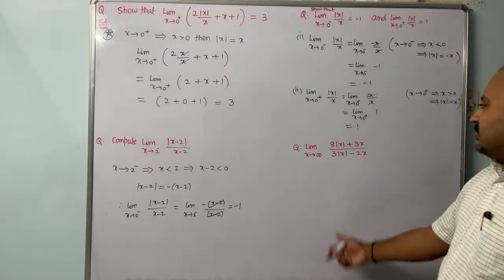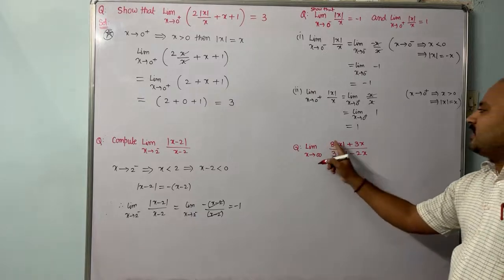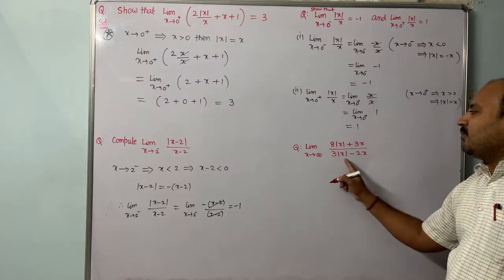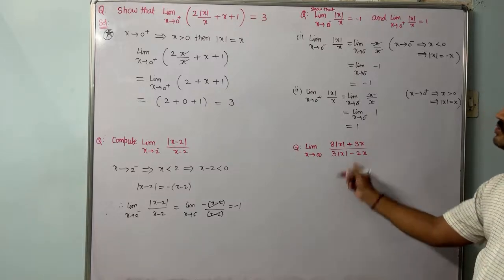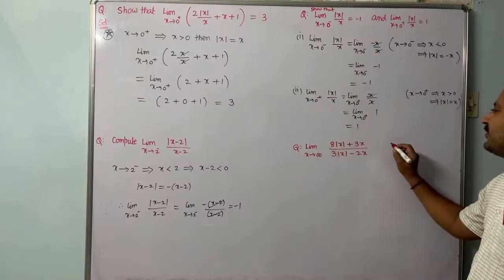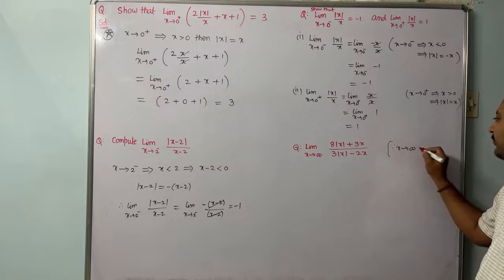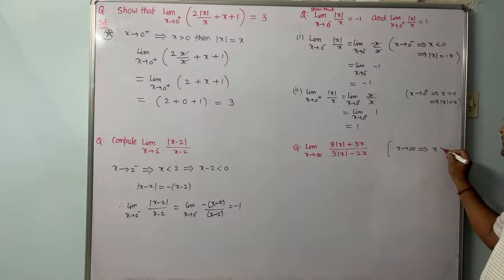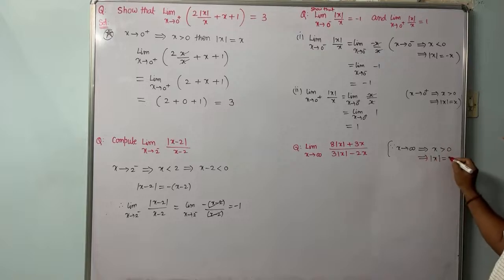Now come to another question. Limit x tends to infinity of 8 mod x plus 3x by 3 mod x minus 2x. This question has been asked a number of times. Not only this question, but all the questions here use the concept that x tends to infinity, which means x is greater than 0. When x is greater than 0, what is the value of mod x? Mod x becomes x.